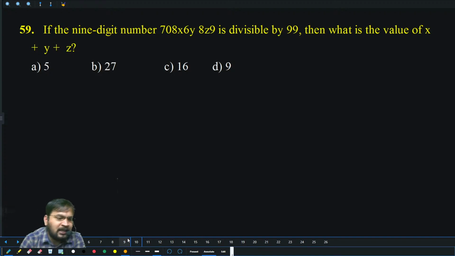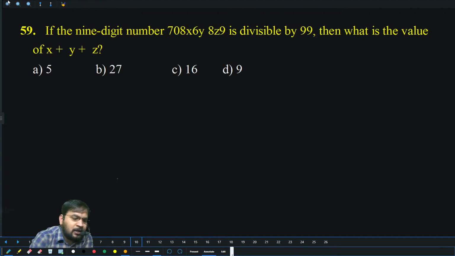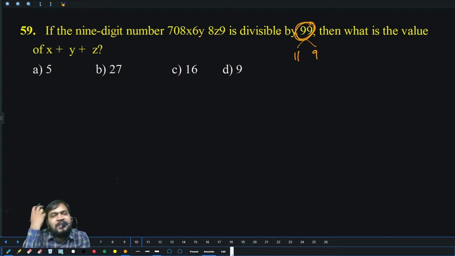If the 9-digit number 708x6y8z9 is divisible by 99, then what is the value of x plus y plus z? To be divisible by 99, it must be divisible by 11 and 9. What is the divisibility rule for 11? The difference between the sums of alternate digits is either 0 or a multiple of 11.